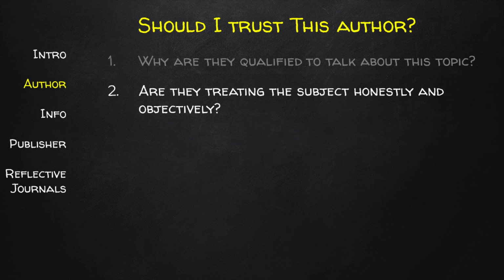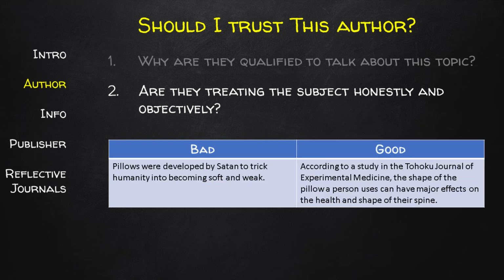Question 2. Are they treating the subject honestly and objectively? I don't mean are they unbiased or have they not chosen a side. You can be biased and still be honest. Here are some things to look for. Do they say where they got their information from? Bonus. Do they give links to where their information is from?